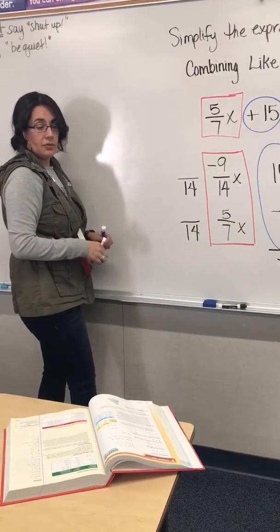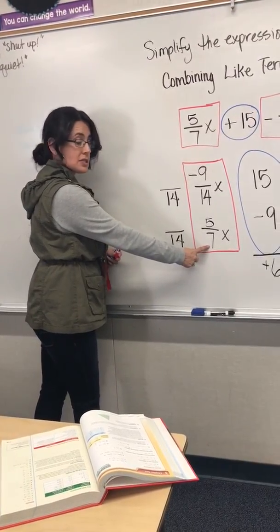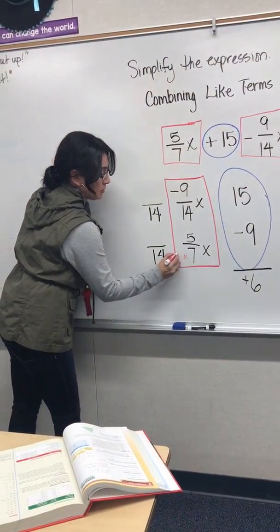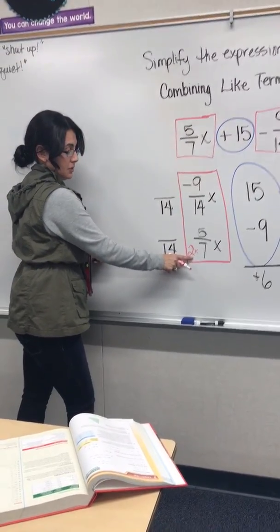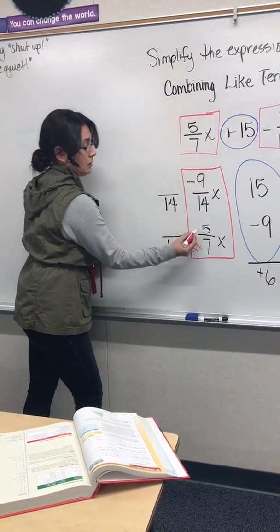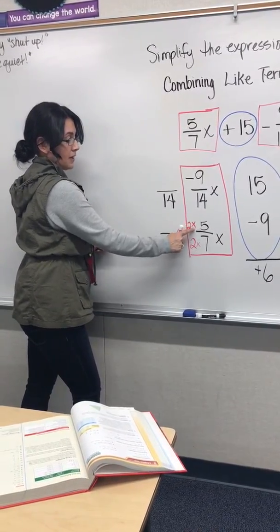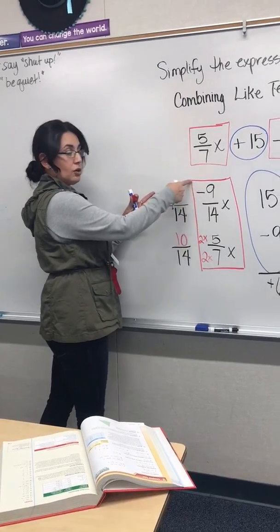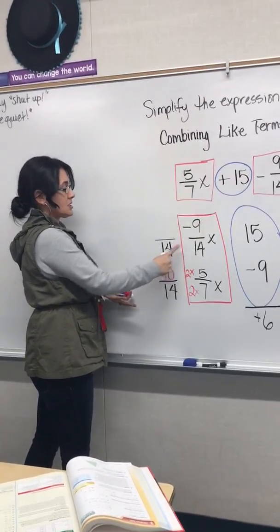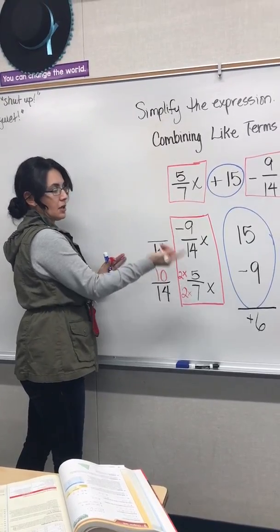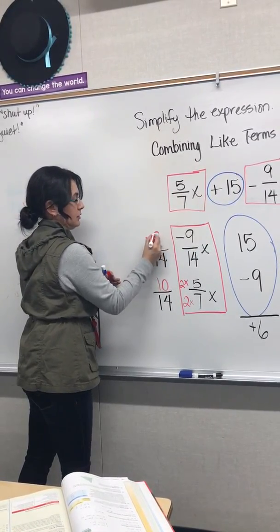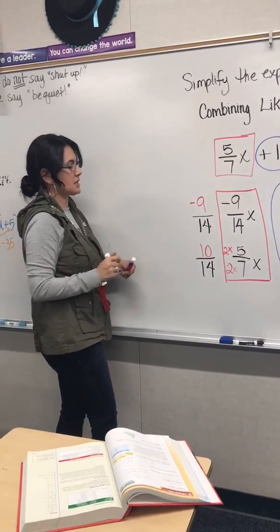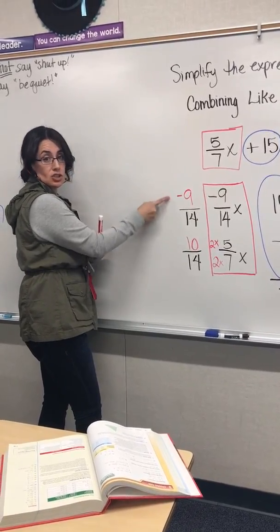In order to write an equivalent fraction, I have to ask myself, what did I do to 7 to get to 14? Well, I had to multiply it by 2. So whatever I multiply the denominator by, I have to do the same to the numerator. So I'm going to multiply that by 2. 5 times 2 is going to end up giving me 10. I go to the top. Well, 14 is already 14. So I'm just going to copy the negative 9. I'm just going to move it over. I don't need to do any extra steps because that denominator was already 14, so I could just leave it the same.